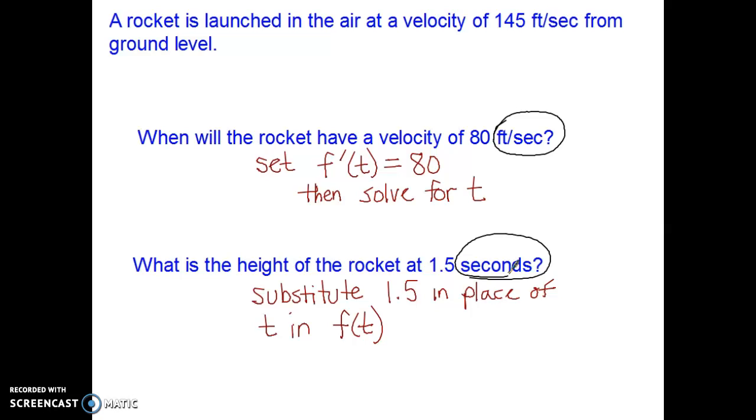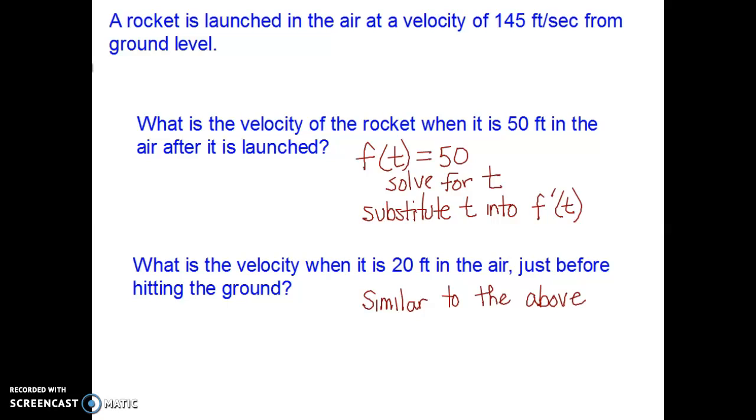So then the question below at 1.5 seconds, that's a t, that's time. The question wants you to find height, so you would use the original f of t function and replace every letter t in it with 1.5.